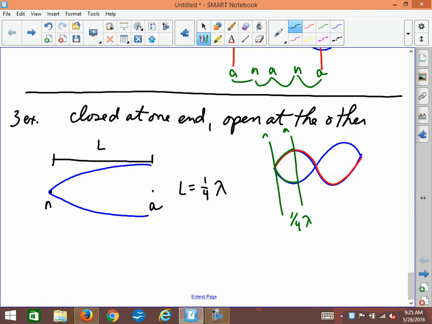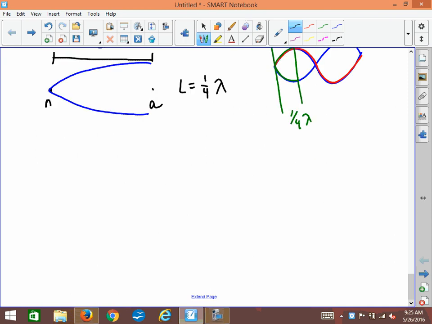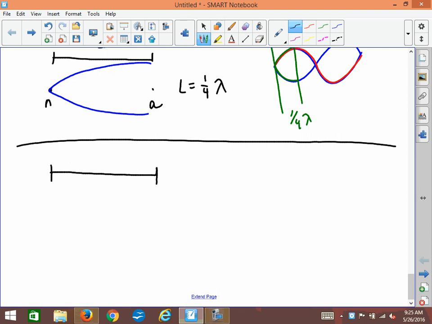All right, let's try the second case. What's the second possible situation we could get? Let's try the same length of string, closed at the start, and an antinode at the end because it's free and open. Well, the next possible situation I could get would be something that looks like this. I need an antinode at the end, so this would bounce back on itself. It looks something like that.